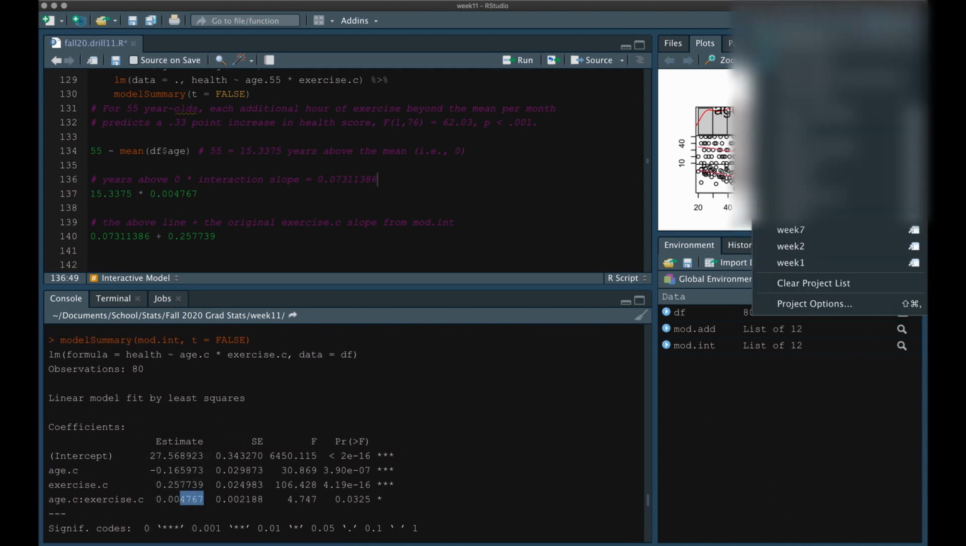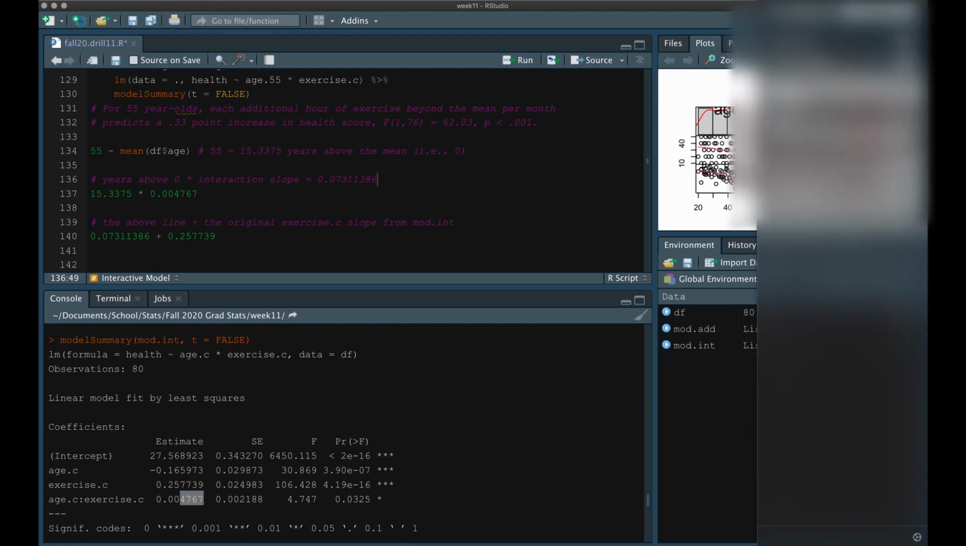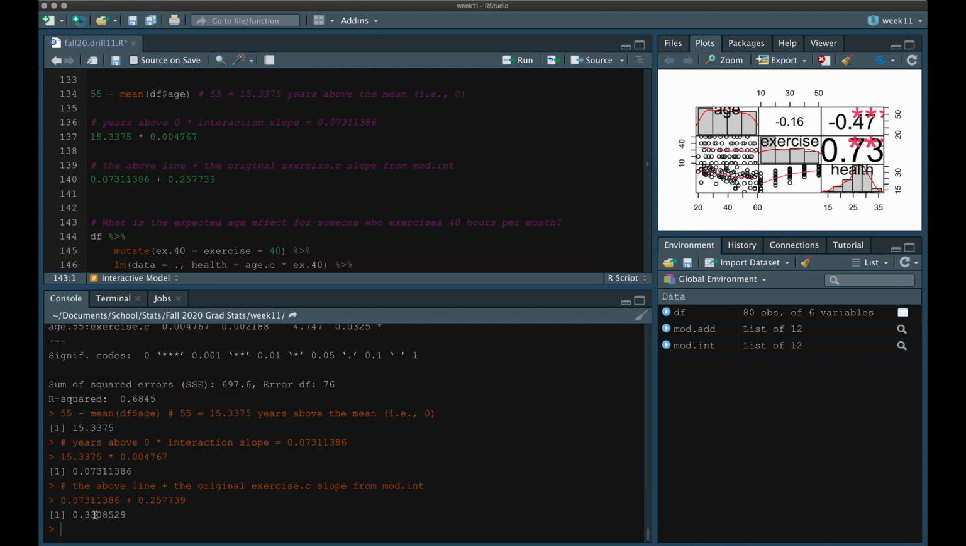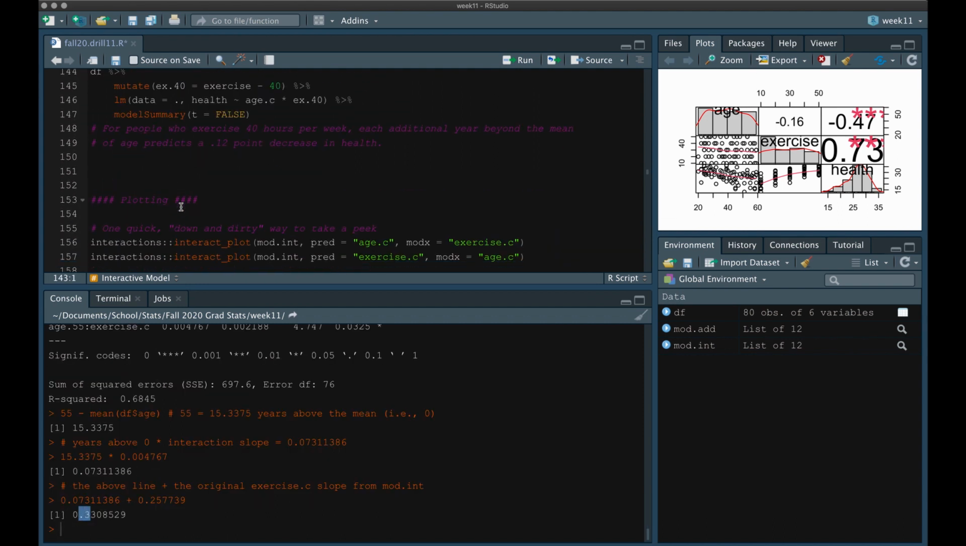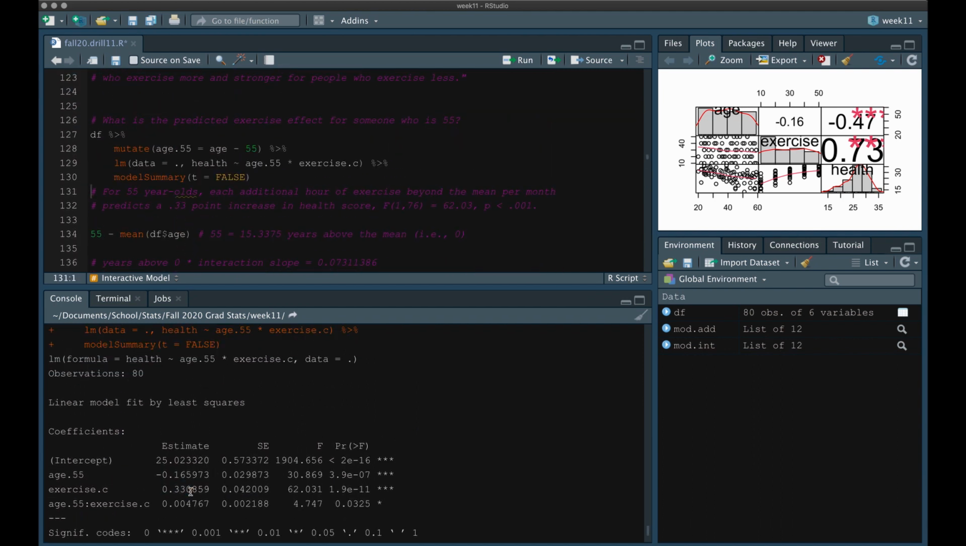That is the slope of our interaction multiplied by how many units from the mean, from 0 on age, that is, and that gives us this 0.07311386. If we take that and add it to our original exercise slope, we get that 0.33. So when we come down here and run this other model, that's where this 0.33 is coming from.